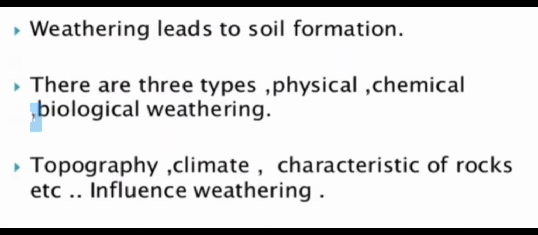Now over here, if you understand, weathering leads to soil formation. There are three types: physical, chemical and biological weathering. This is what we're going to study in this chapter. The topography, climate, and characteristics of rocks influence weathering. So that's how rock and weathering are related. They are connected to one another, and you needed to know what rocks are and how they play an important role in weathering.